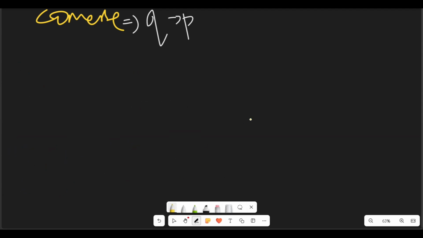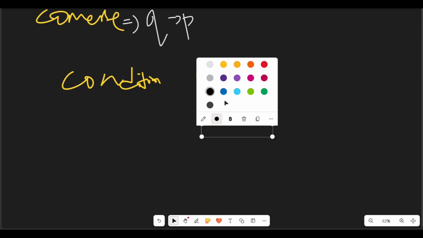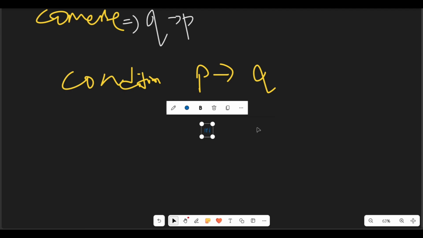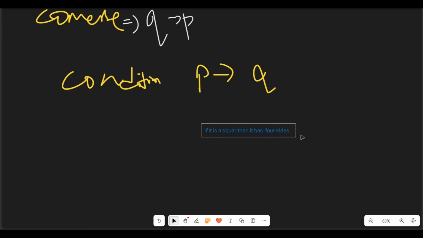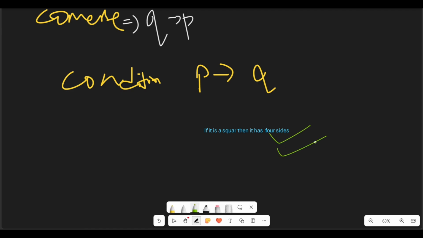Let's look at why this is needed. So if you think about the conditional, the conditional is P to Q, and let's take an example of squares. If it is a square, then it has 4 sides. That is definitely true. That is 100% true, right? This is 1000% true.